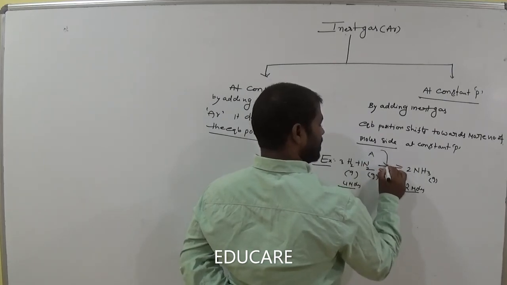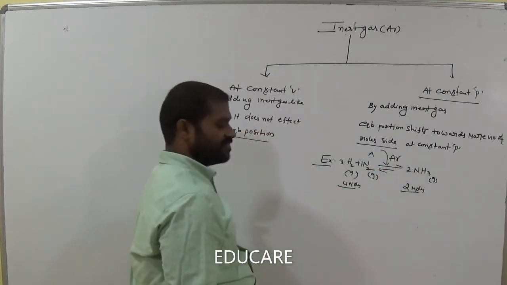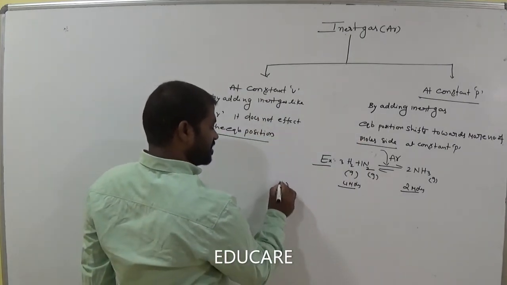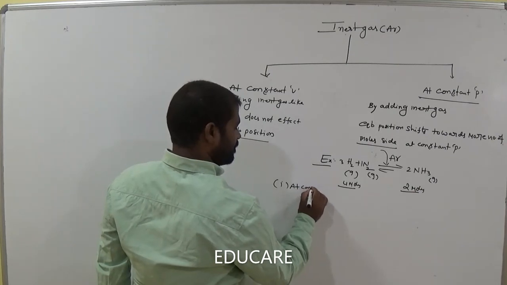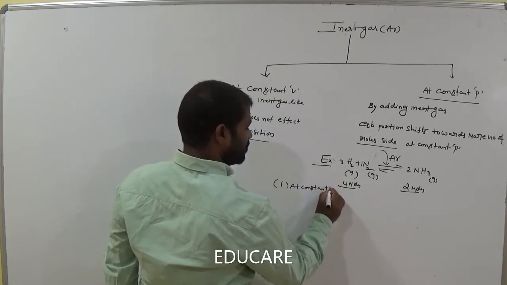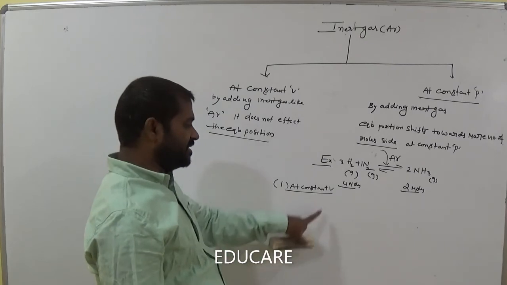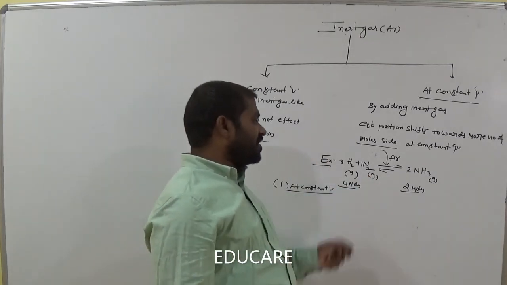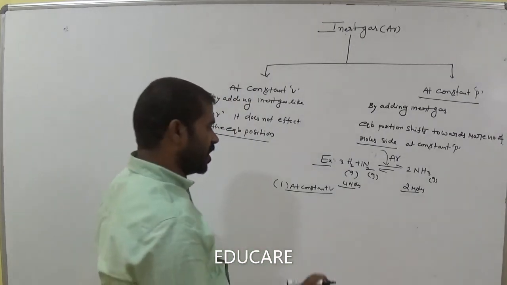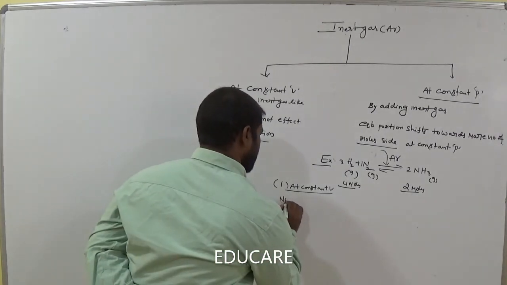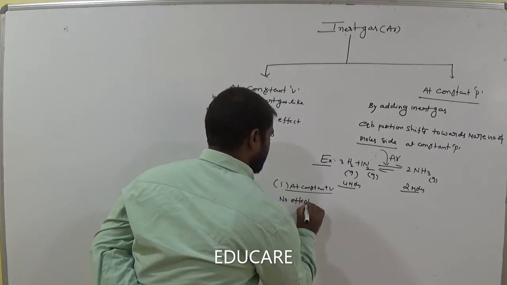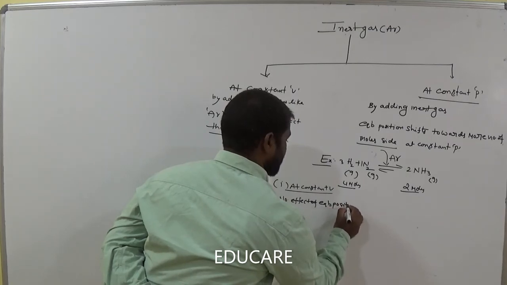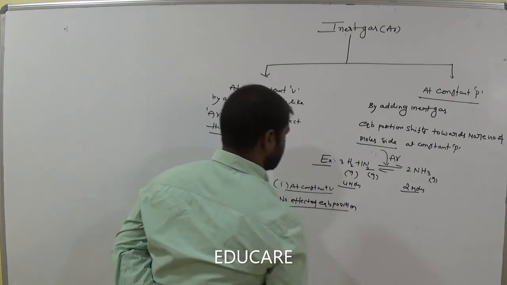Now we add argon inert gas. The first case is at constant volume. Is there any effect on the equilibrium position, that means either forward or backward? No, there is no effect on equilibrium position at constant volume by adding inert gases.